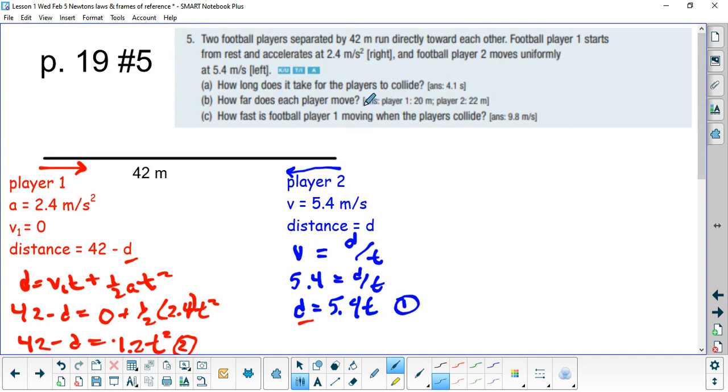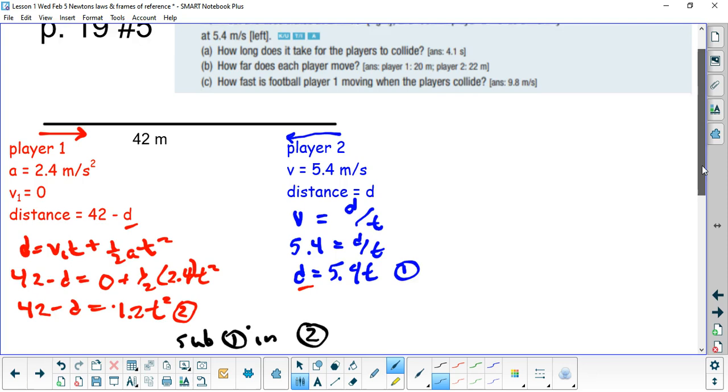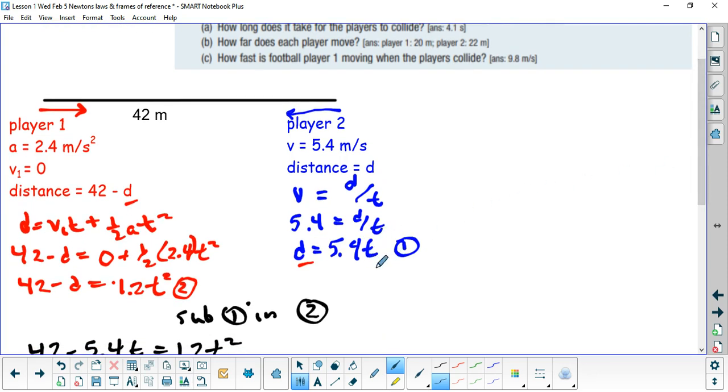Part B, how far does each player move? Well, that's easy. I just have to substitute the time in here to find the distance for player 2, and the time in here to find the distance for player 1. No problem. And how fast is player one moving when the players collide? I can just use a kinematic equation and player one's information in order to find that. So not so hard.